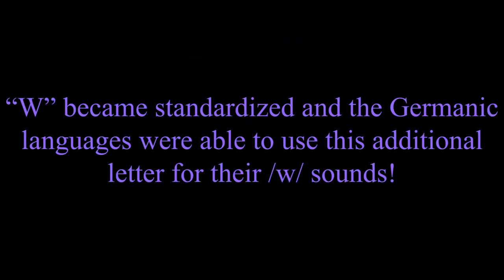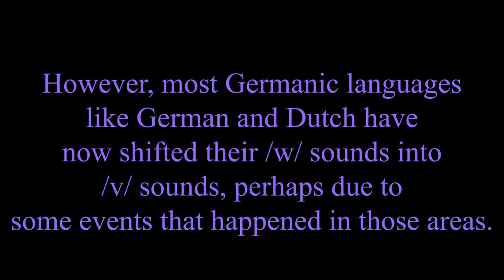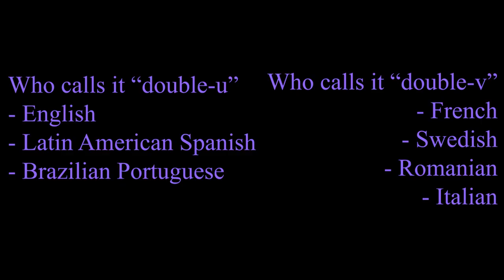Eventually, that became standardized to make the w sound, and the Germanic languages were able to use this new letter for their sound. Even though nowadays, Germanic languages like German and Dutch shifted to the v pronunciations, probably from some events that happened in those areas. The name is used variously in different languages, some calling it W and some calling it double V.